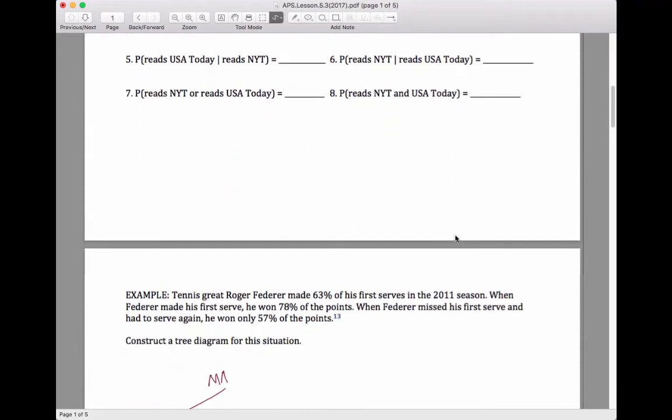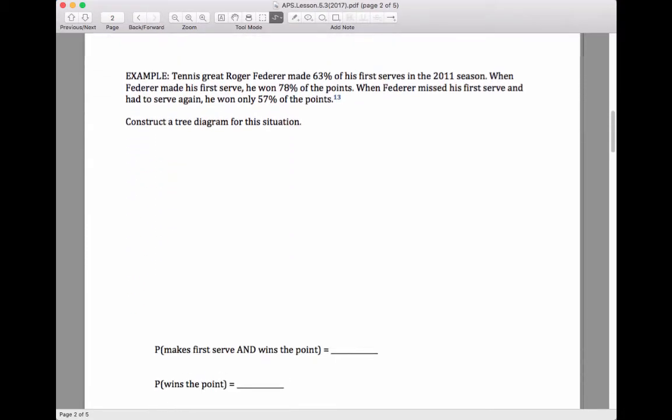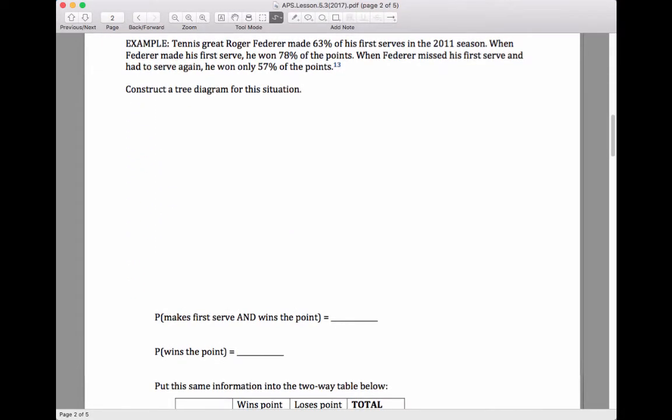And what we're going to do next is walk through what's called a tree diagram. That starts with the second page, where there's a story about Roger Federer, the tennis player. There are some statistics on his 2011 season, as there is in any sport, of course. A tree diagram is one of the ways that we can represent probability. We've used tables and Venn diagrams, but a tree diagram is another way to represent probability problems.